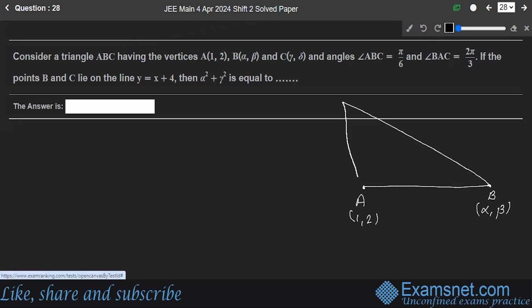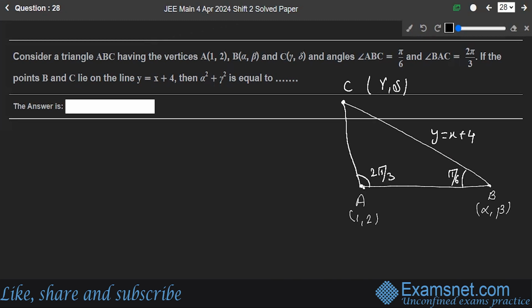Okay. Here you have this is A, this is B, and this is C. C is having gamma and delta. Fine, so this is y is equal to x plus 4, and this angle is equal to 2 pi upon 3. This is pi by 6. So angle ABC is pi by 6, BAC is this. You will calculate using the angle sum property of triangles. This angle will also come out to be pi by 6, right? And these two angles are the same. That means AB is equal to AC. Sides opposite to equal angles are equal.